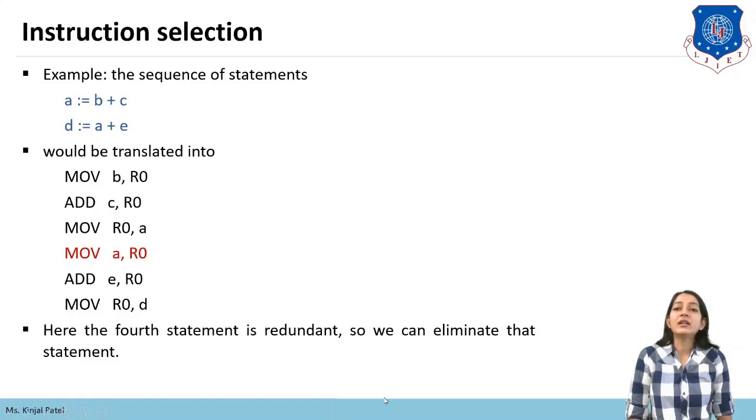You can see that in the third statement we have moved the value of R0 to A, and then we are moving that value again into the R0 register. So instead of this we can remove the move A comma R0 from the statements, and directly consider the statement move R0 comma A. So here we can remove these redundant lines using the code optimization phase. So instruction selection is an issue in the code generation phase.